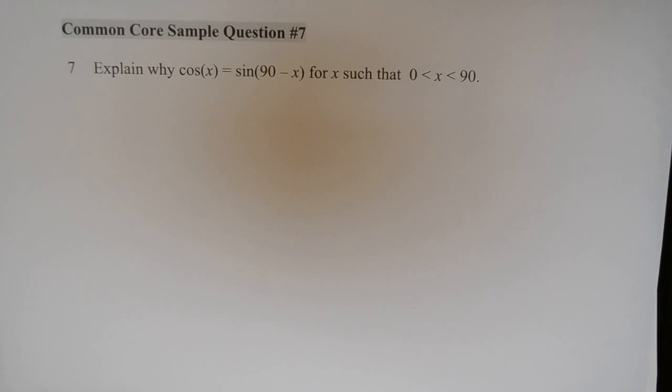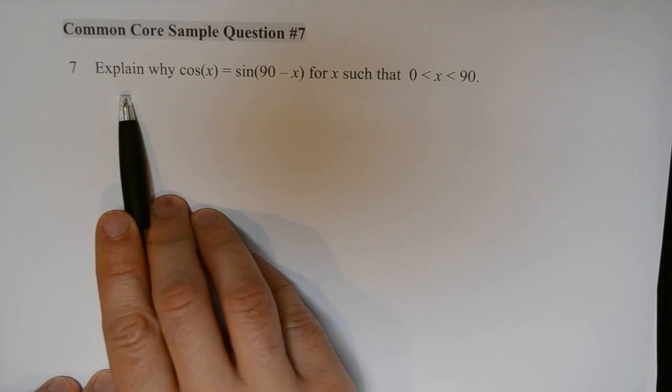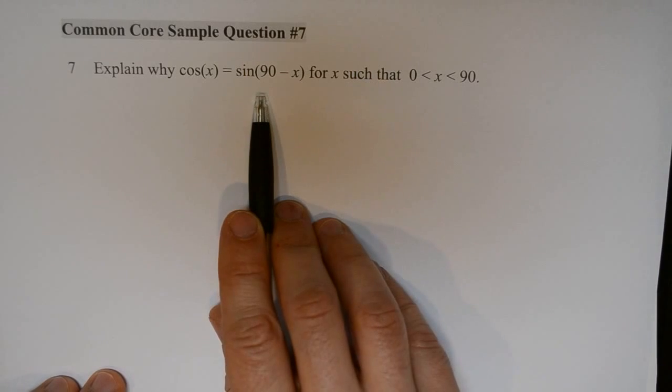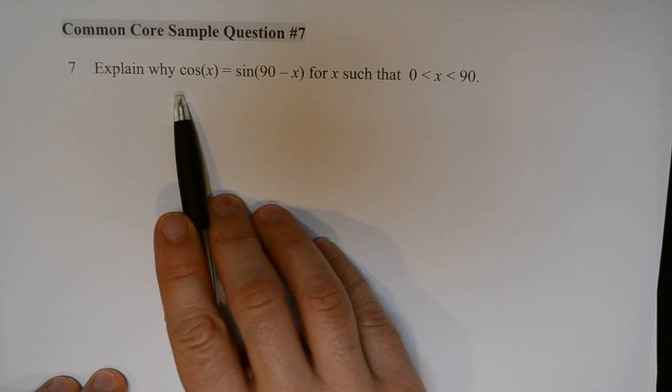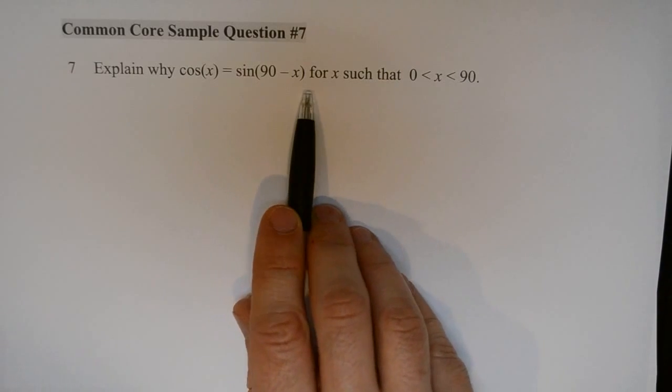So this question is asking us to explain, be careful about that word, that means you have to really think about what you're saying, why cosine of x is equal to the sine of 90 minus x. Cosine, I should say. I'm being a little sloppy in my calculus bad habits there. Cosine of x equals sine of 90 minus x.